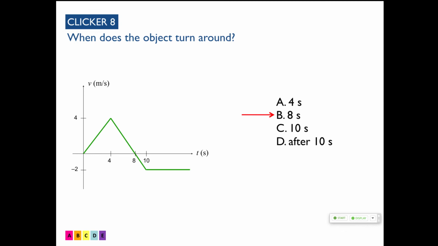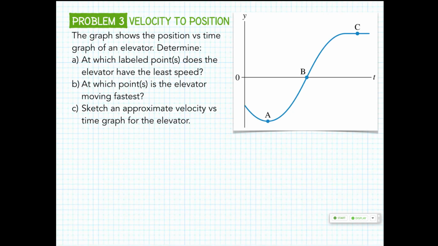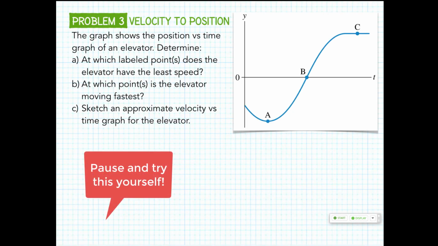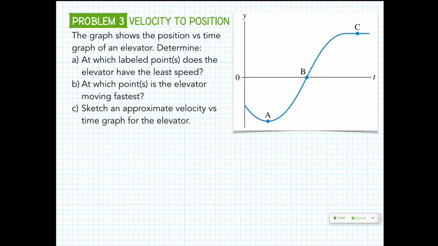Okay. All right. We're going to do a problem. It's a graph. So this is a position versus time graph of an elevator. Okay? And so it's got 3 parts. We want to figure out where the elevator has the least speed, and where it has the most speed. And when we talk about speed, we're not talking about direction. So anytime you have a large positive or negative number, that's a large speed, okay? And then we want to sketch an approximate velocity versus time graph for the elevator, okay?